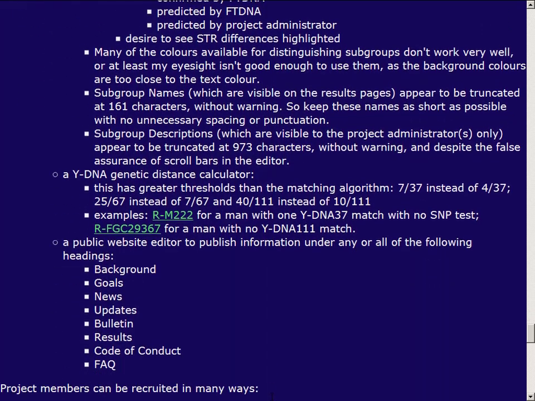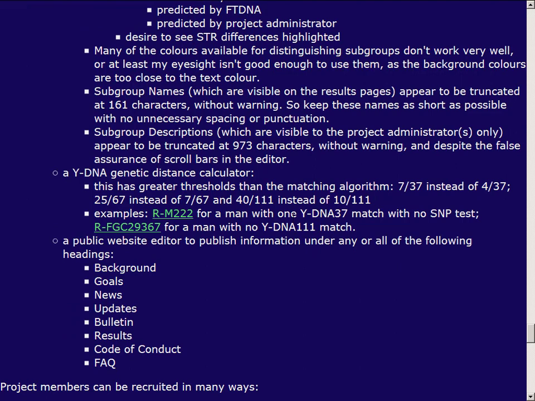Lots of little technical problems, which I won't bother going into. Then we have the nice thing, the genetic distance calculator. You're deemed a match if you've bought 37 markers and you're within genetic distance 4. That's declared a match, and you will see everybody within genetic distance 4 out of 37 from you. The project administrator can see people out to 7 out of 37, and that's a big help sometimes in working out relationships that are just outside the standard threshold.